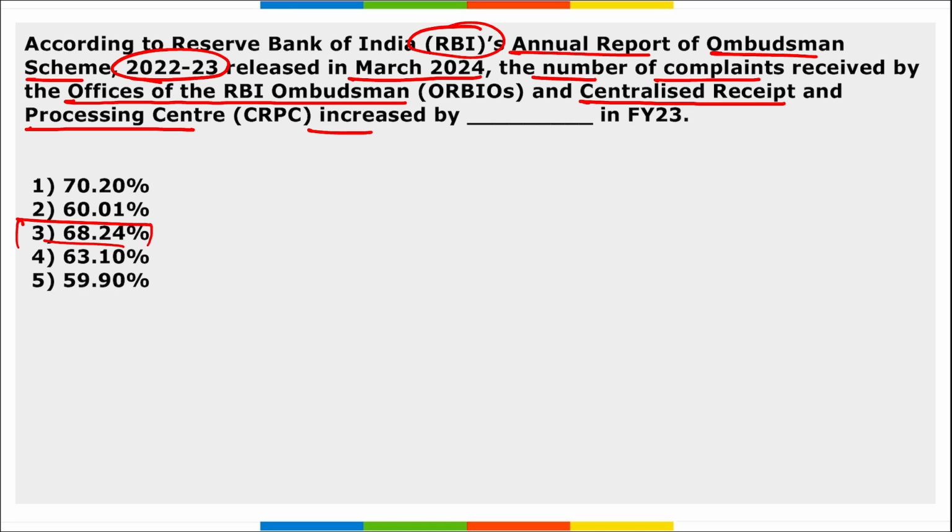that explains the activities of 22 offices of the RBI's ombudsman, that how they are working, right? What are the benefits of it, and how many problems or grievances they have solved so far.